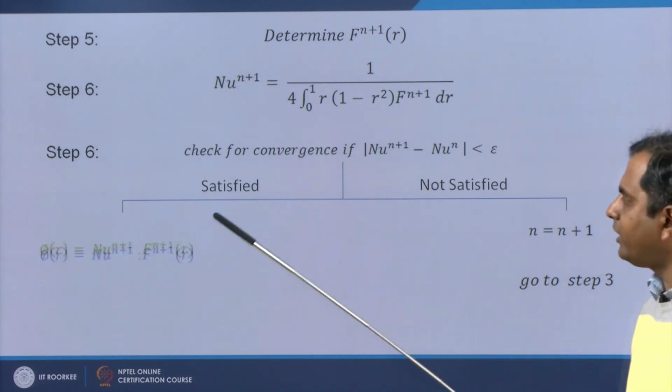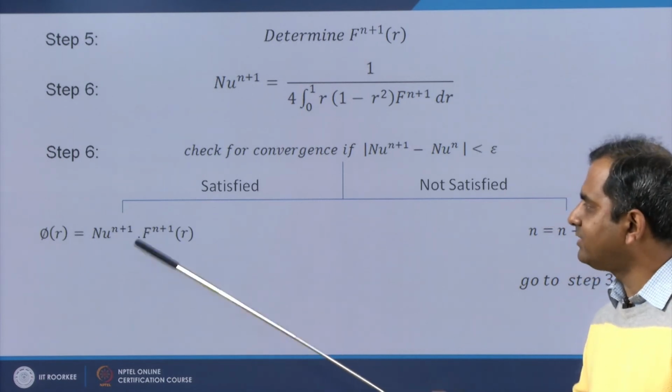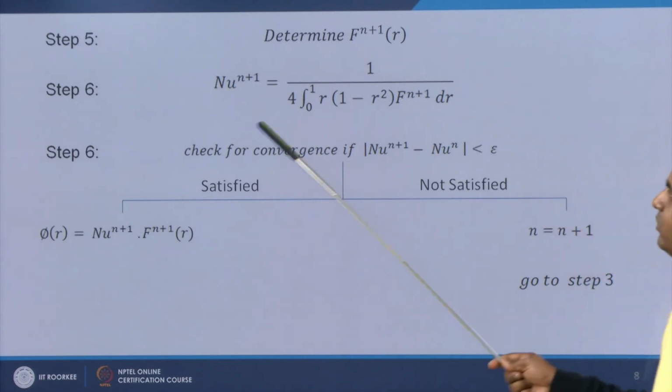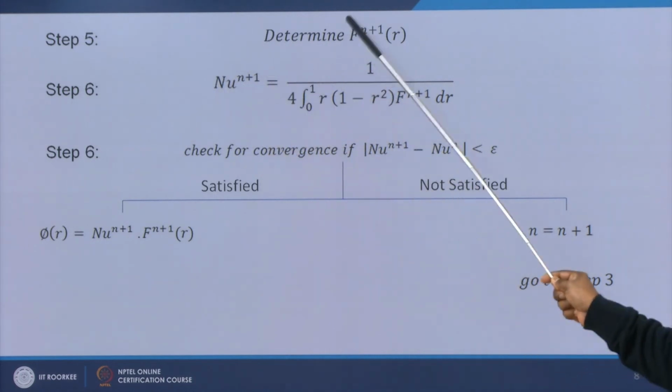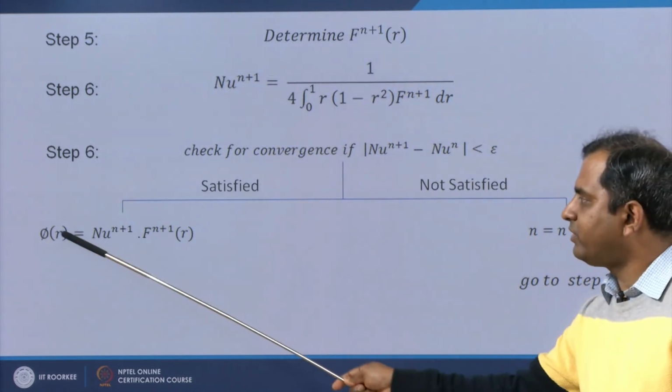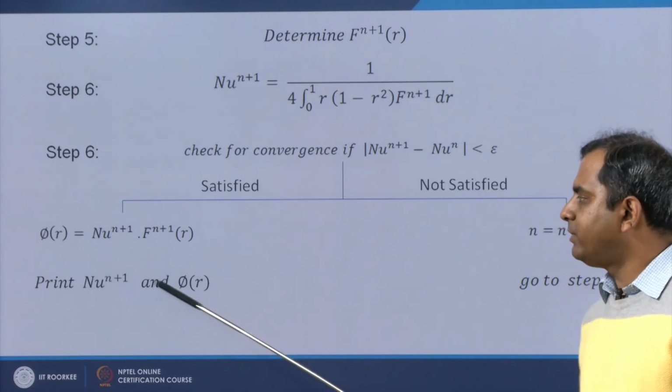In that case, you find the value of phi by multiplying that Nusselt number with f, because whenever you come out, you have a new value of Nusselt number and a new value of f. You can multiply these to find the value of actual phi, and subsequently you can print the value of Nusselt number and phi.